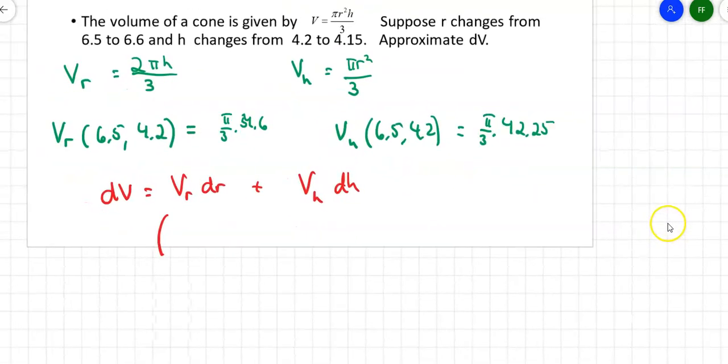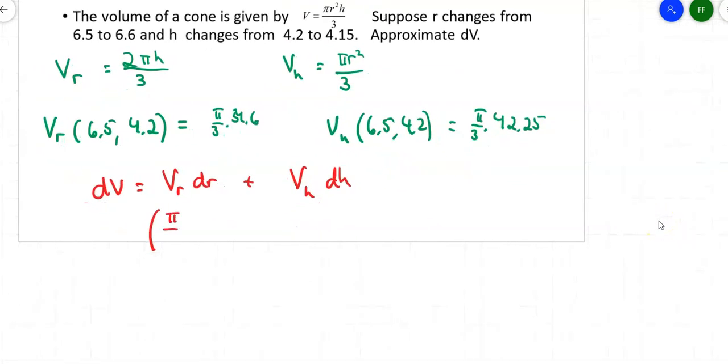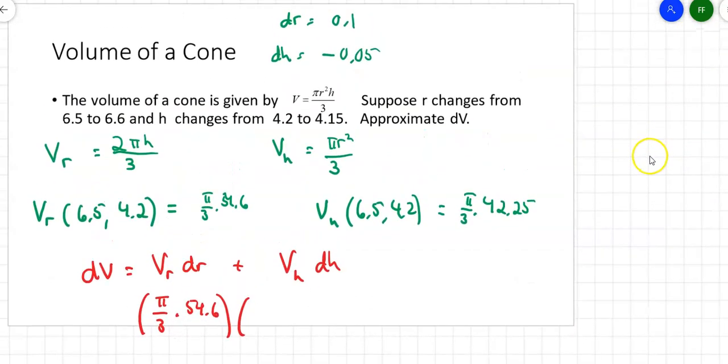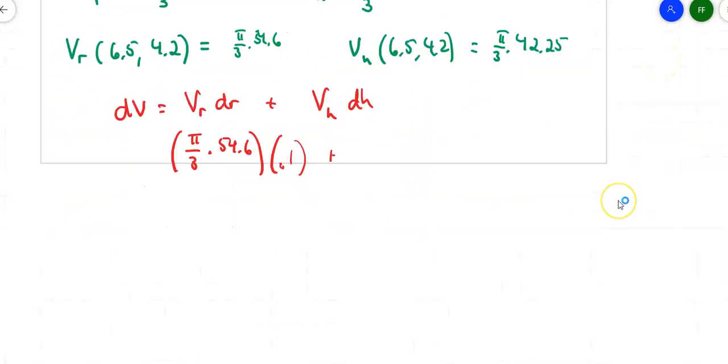Partial with respect to r, we said was pi over 3 times 54.6. The change in r, up at the top, we said was 0.1, so that's positive. And then the second piece, the h, we're going to pull from the top. So pi over 3 times 42.25, and then the change in h, we said, was negative 0.05. Take those values and add them together. I threw them on my calculator, and I ended up with 3.505.